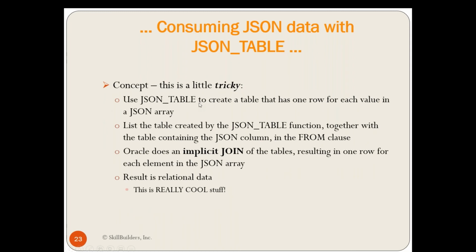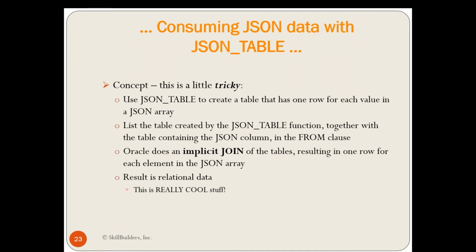The JSON table function creates a table, and here's the key, with one row for each value in a JSON array. So it's got a table, and it has one row for every one of the values in a JSON array. Okay, so now we use the JSON table function, and we create that table from each array. And now we list that table that we created with JSON table in our from clause, and we put the main table that had the JSON column in the from clause.